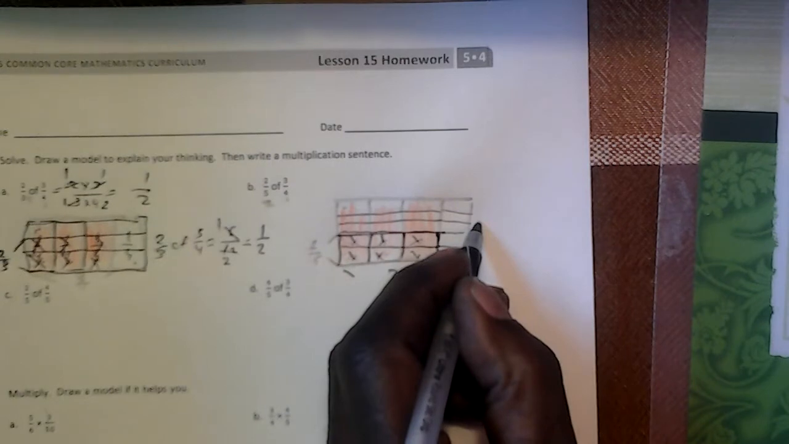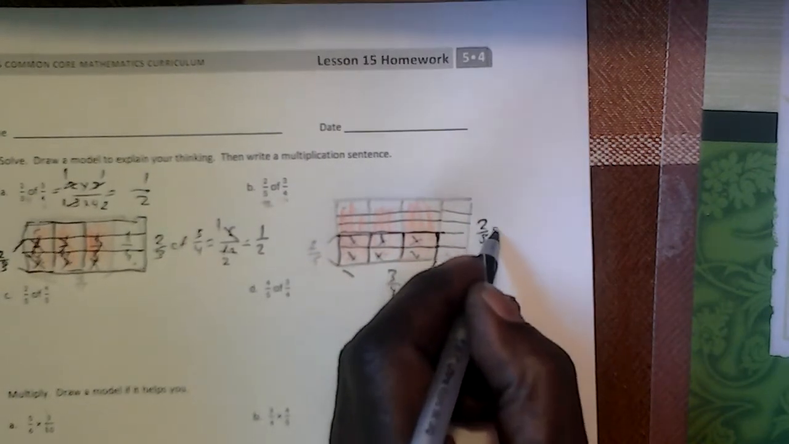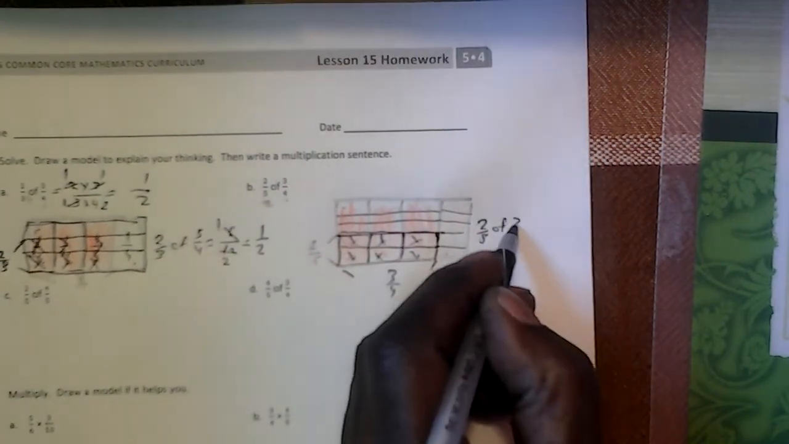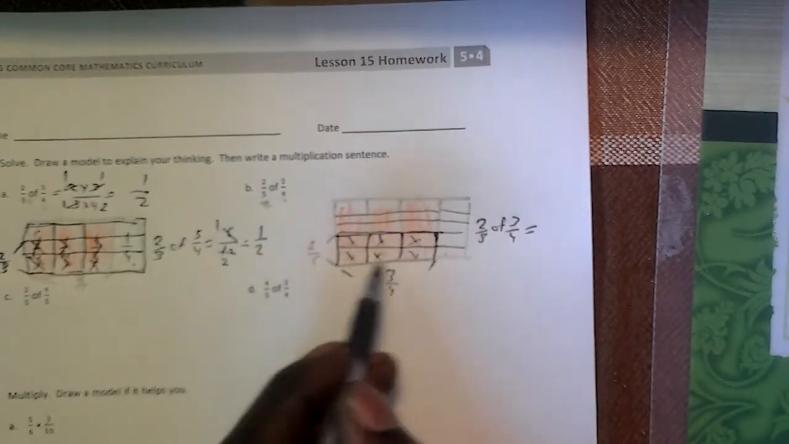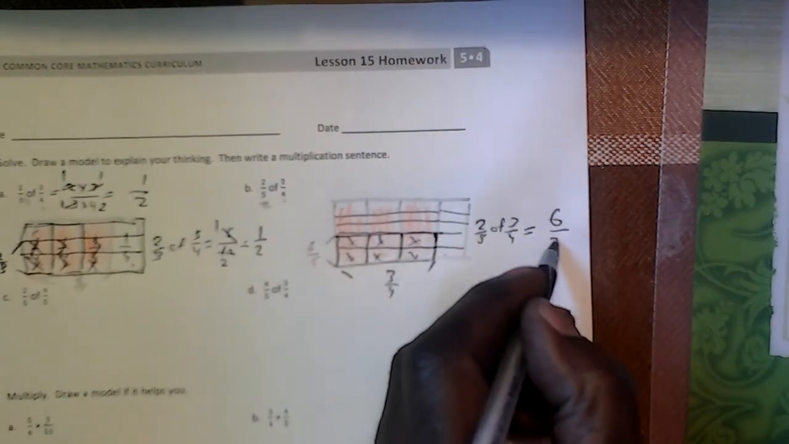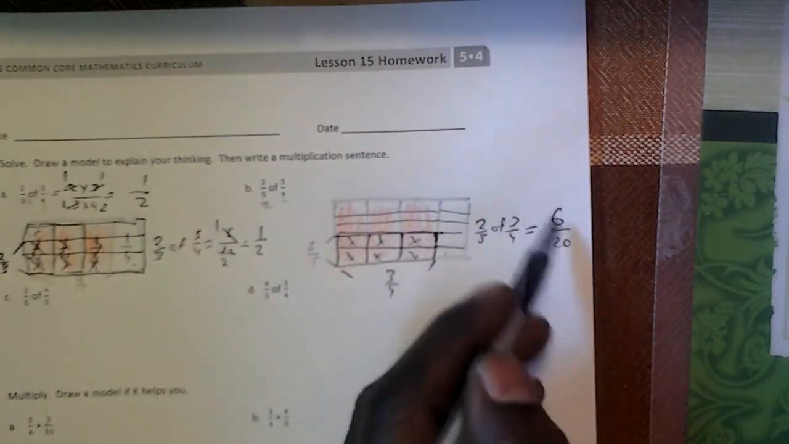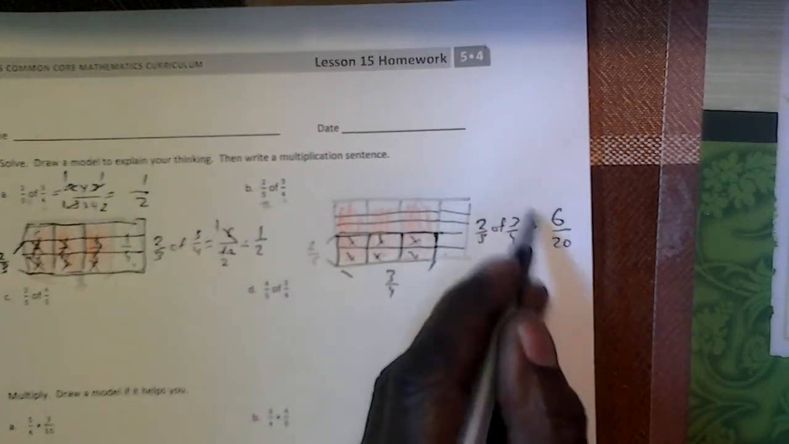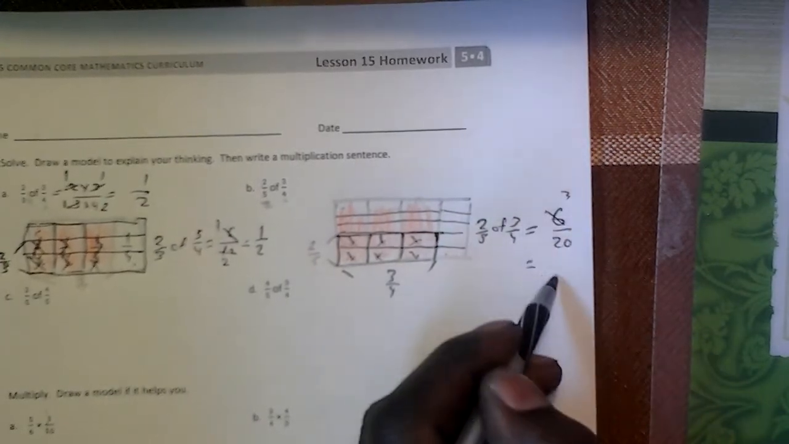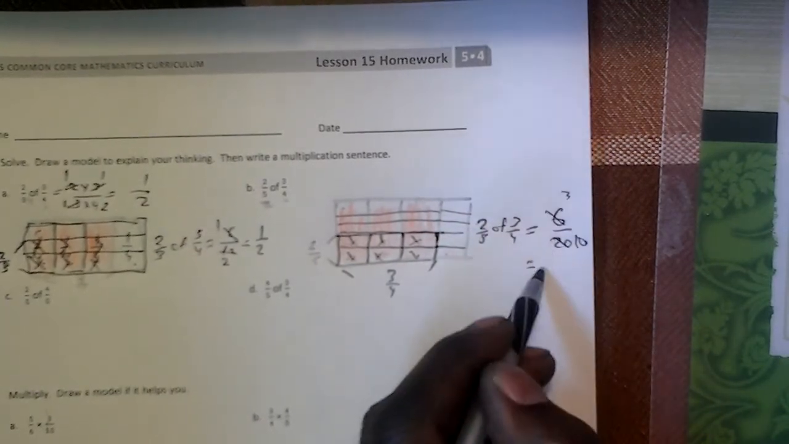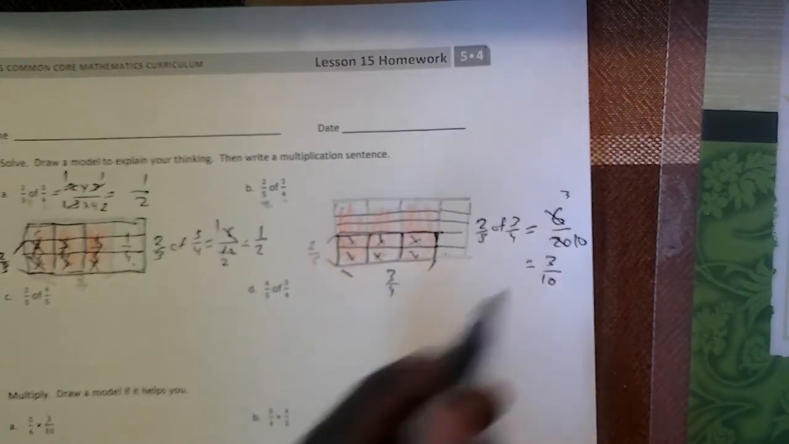So we know that 2/5 of 3/4 equals how many? 1, 2, 3, 4, 5, 6 20ths. We can divide each one by 2, and that'll be 3/10. So equals 3/10. Yes?